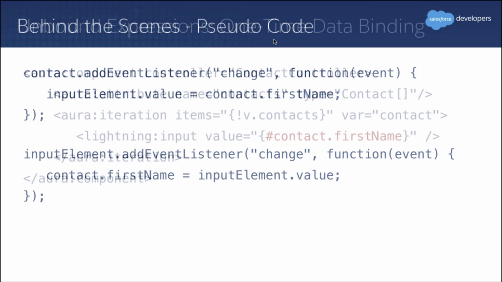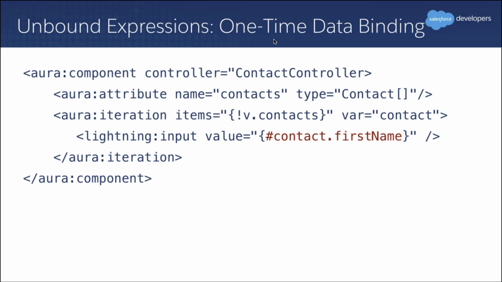So the second option that we have here is unbound expression. In unbound expression, it's not two-way data binding. It's not even one-way data binding. It's really important to understand the difference here. The difference is that it's one-time data binding. In one-time data binding, the value is only set once. So in other words, when you go through the iteration here, it's going to set the value once, and then there will be no lingering event handler. All right, no lingering event handler.